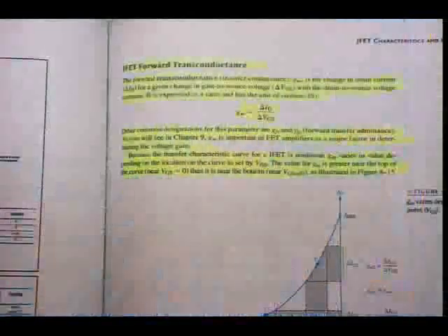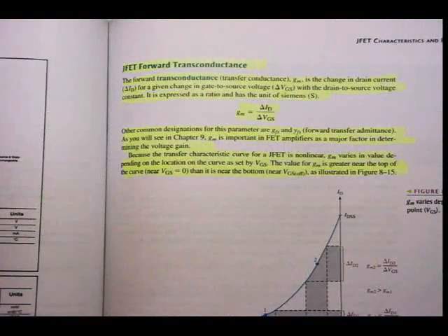Anyway, a datasheet normally gives the value of GM measured at VGS equal to 0 volts, GM0. For example, the datasheet for the 2N5457 JFET specifies a minimum GM0 or GFS of 1000 micromhos. Now the mho is the same unit as a Siemens, and a mho, can you see, is just ohm backwards, because it's been flipped around. That's what a mho is. Same as Siemens, with a VDS of 15 volts.